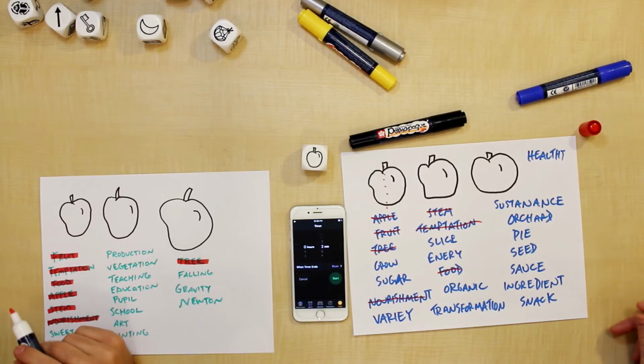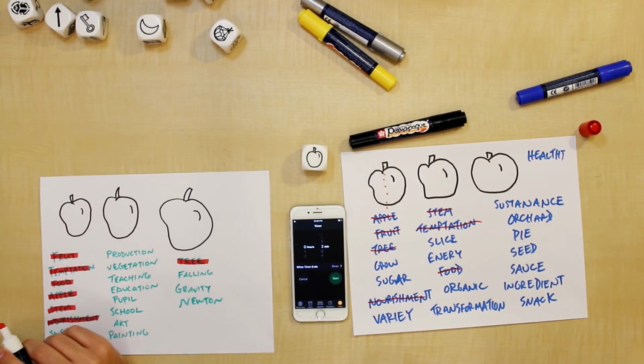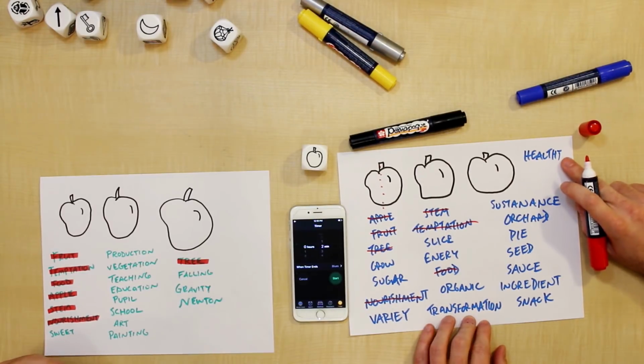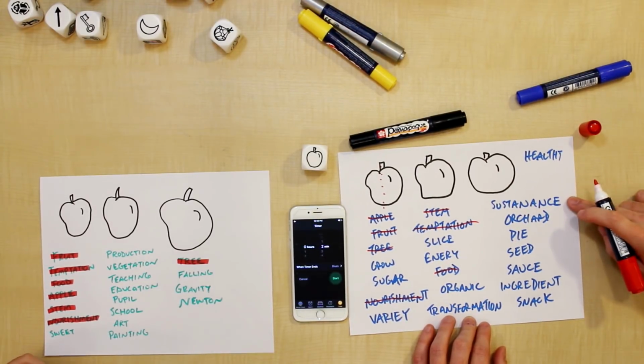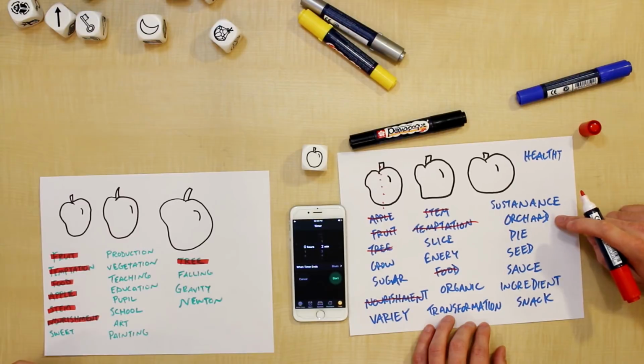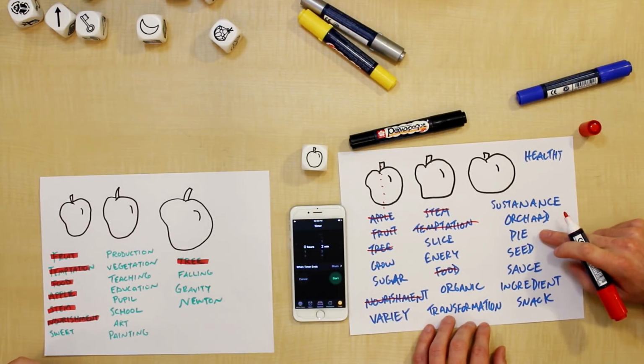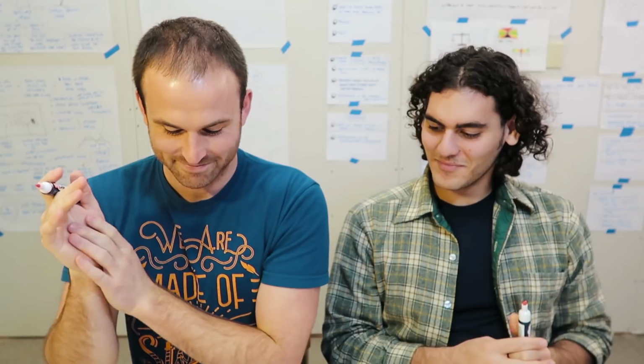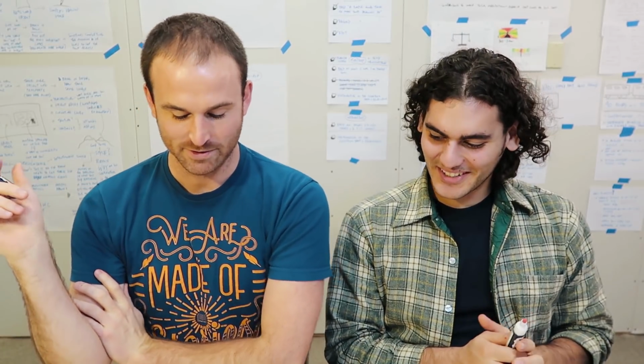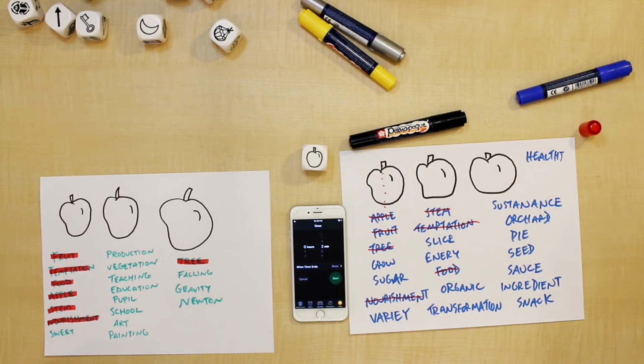Apparently, I like to leave out the last consonant in words. Healthy. No. Sustenance. Nope. Orchard. Nope. Smart. Pie. See, I was gonna write pie, and then I was like, why didn't you? Because it's not a pie, it's an apple. But you can have it because I didn't write it in line with the other one. Seed. No. Oh wait, no, I didn't. Sauce. Nope.